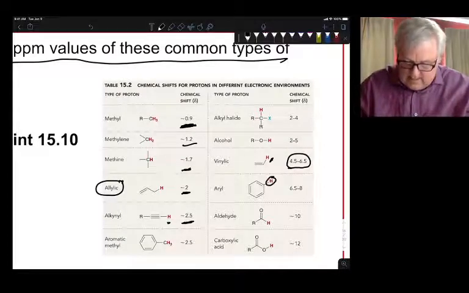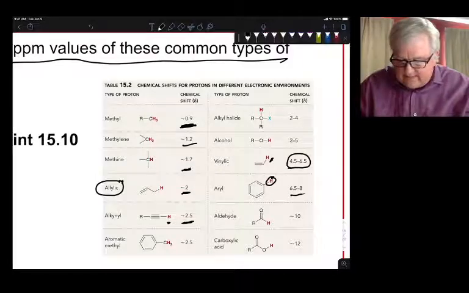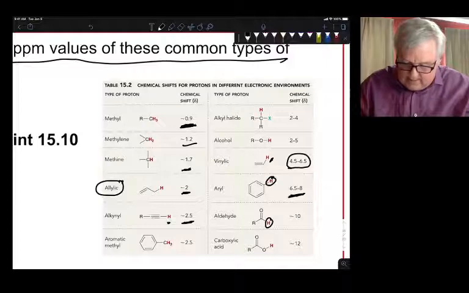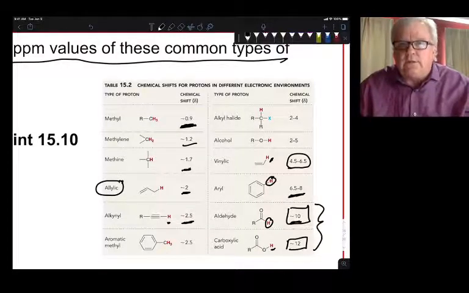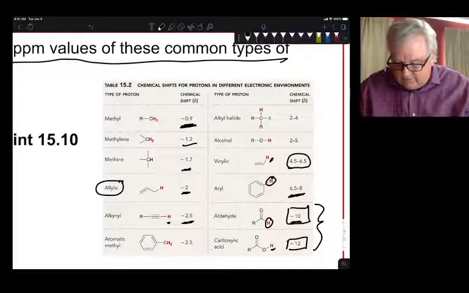Again, our aromatic protons are between about 7 and 8, and this table tells us 6.5 and 8. Aldehydes come way out at 10, and carboxylic acids come way out at 12. This is very diagnostic because not much else comes out in this region. So if we see something between about 10 and 11, we know it's an aldehyde, and if it's 12 or even 13, it's a carboxylic acid.